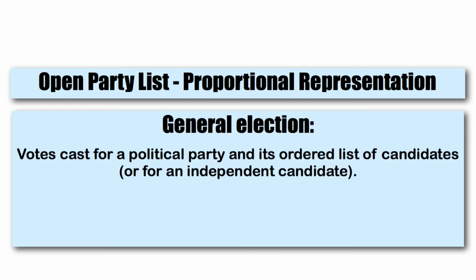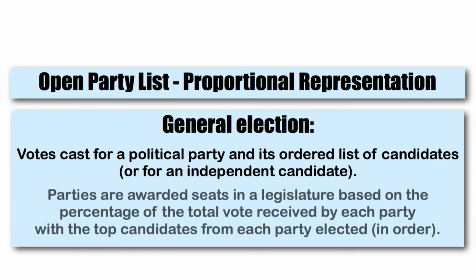In the general election, voters vote for a party and its ordered list of candidates, or for an independent candidate. Parties are awarded seats in a legislature based on the percentage of votes cast for its list of candidates, and the top candidates from each party's list are elected.